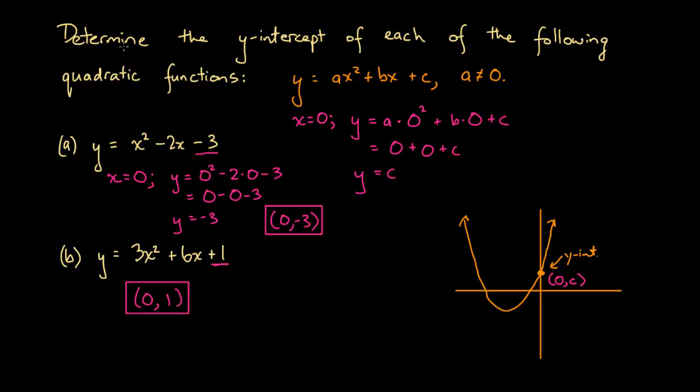So, to review, if you're ever facing a quadratic function and you need to find the y-intercept, remember that the x-coordinate is going to be 0, and the y-coordinate of the y-intercept is going to be the constant term.